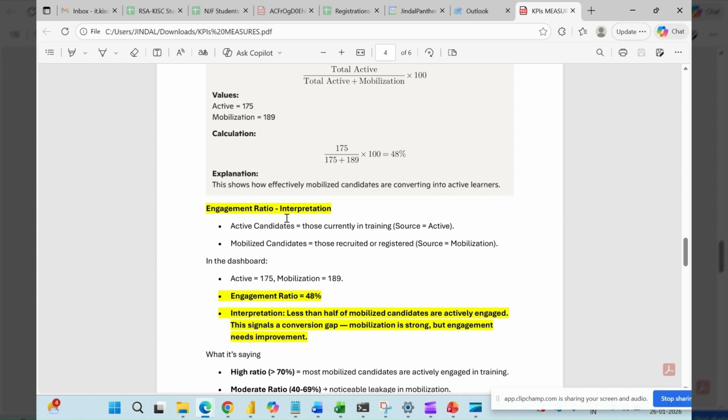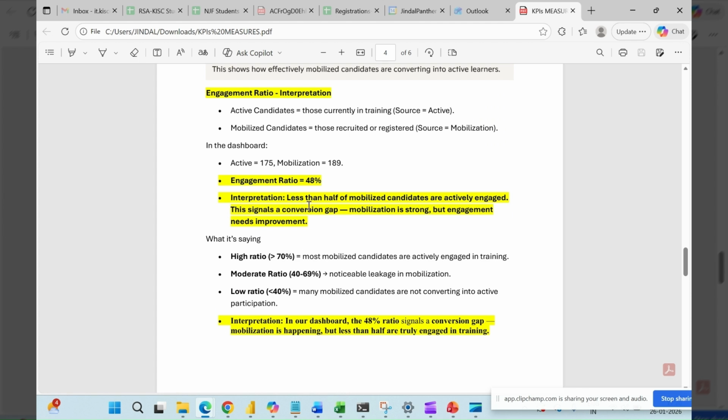So what is the interpretation right now? It is 48%. Less than half of mobilized candidates are actively engaged. This signals a conversion gap. Mobilization is strong, but engagement needs improvement. So again, in our dashboard, the 48% ratio shows a conversion gap.